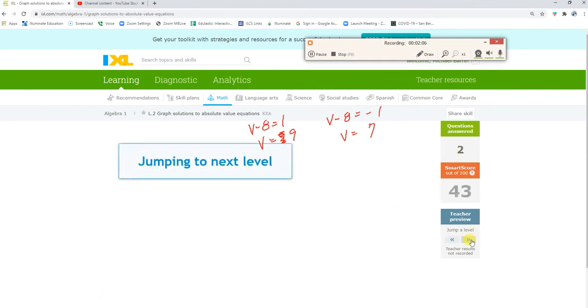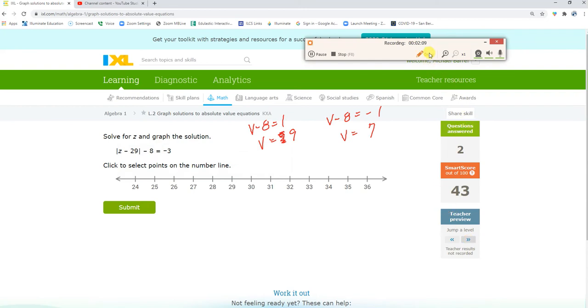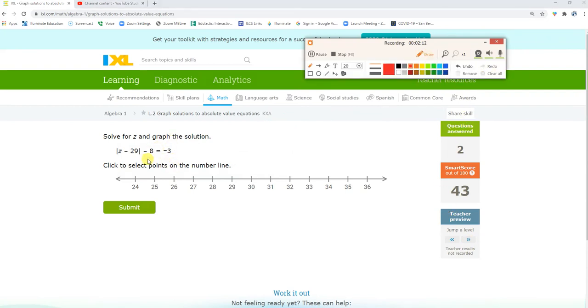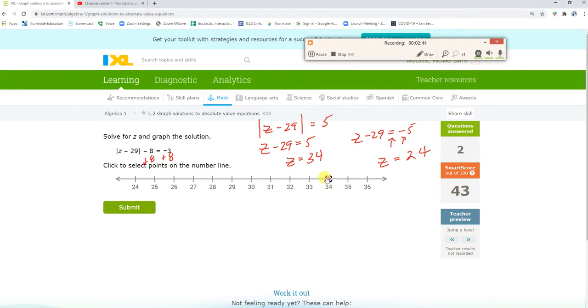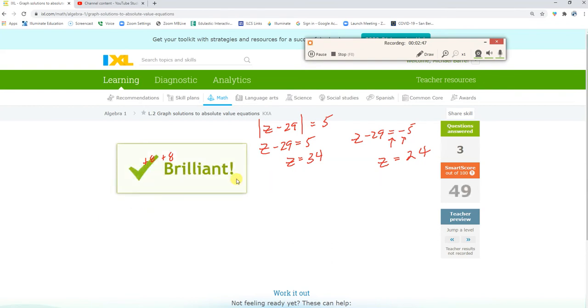Okay, let's jump a level. The isolation just became harder, but it's the same idea. Adding 8 to both sides gives me |z - 29| = 5. Here's the split: z - 29 = 5. z - 29 = -5. There's the flip and the negative. So z equals 34, and z equals 24. Right? 29 minus 5 is 24, and 29 plus 5 is 34. Brilliant.